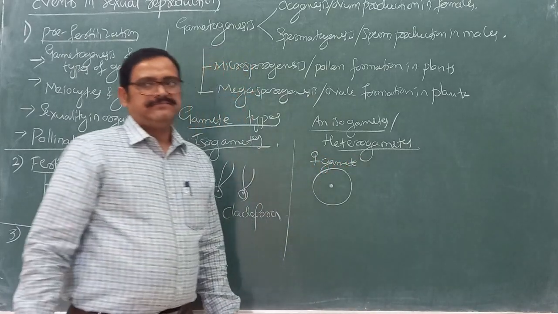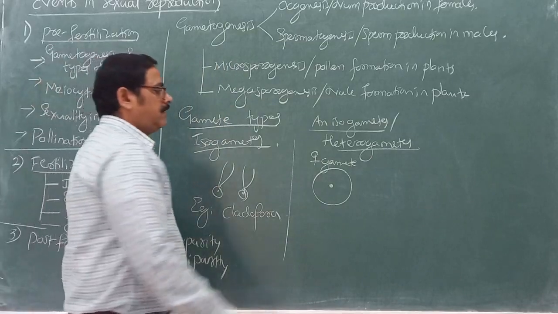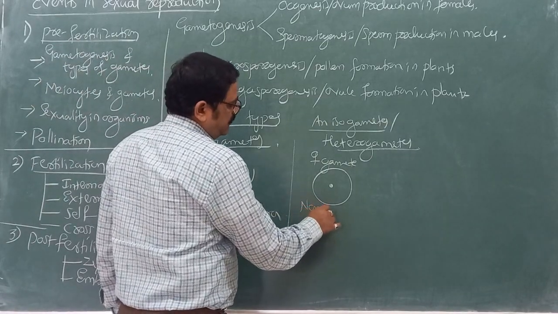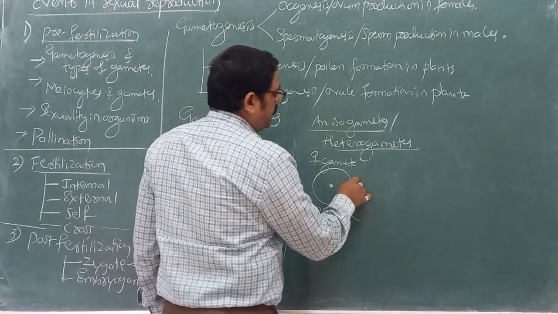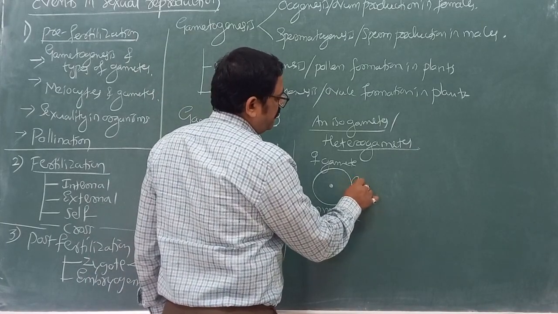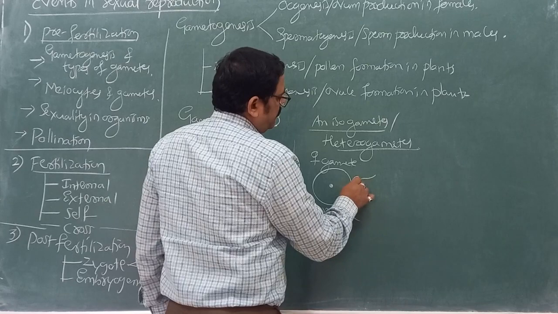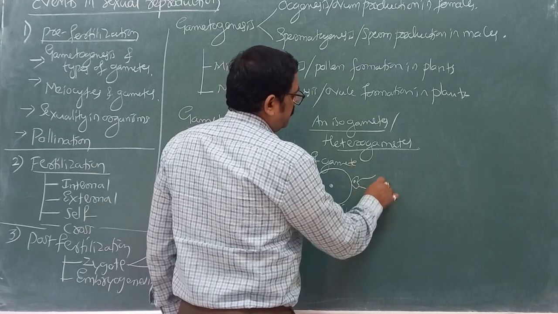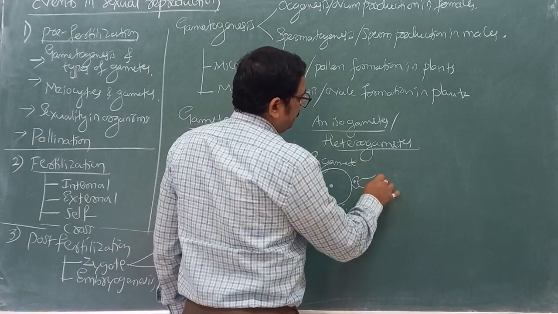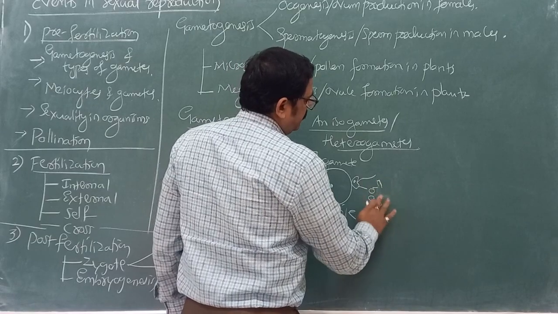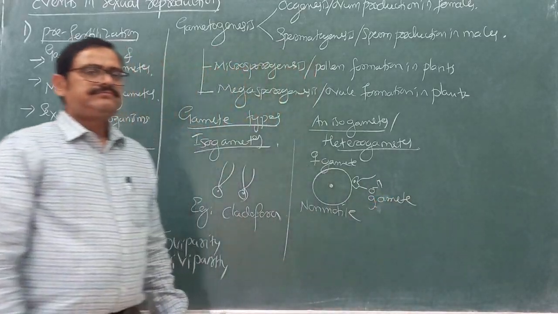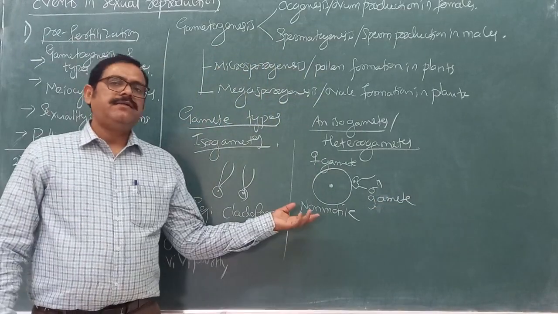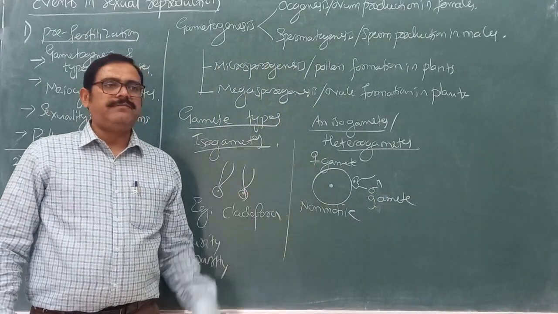Usually non-motile. Okay, female gamete, non-motile. Yes, means unable to move. Whereas the male gamete is very small compared to the female gamete. This is the male gamete. So non-motile, large, yes, the female gamete.